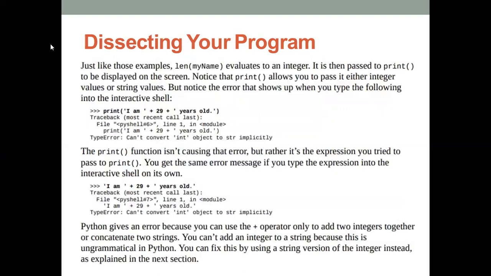Okay, see here, in the last example we printed those values, and then the len function. And then how to print values and how to concatenate. Here you see, if you want to concatenate a string value with an integer inside print, you get an error. Here you see, I am plus 29 plus years old. If you want to print like this, then you get an error. Why? Because the print function will not implicitly convert that integer into a string. So then you get an error.